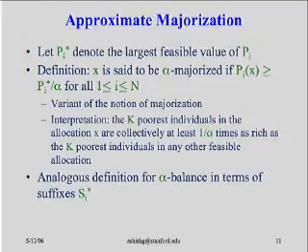So what we do then is introduce this notion of approximate majorization. Let's say pi star is the largest feasible value of pi.